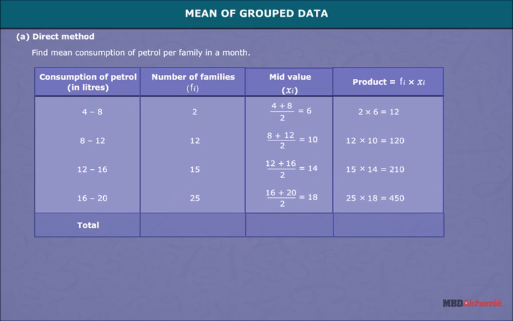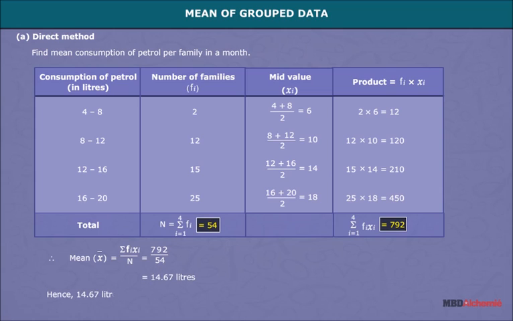Now, take the algebraic sum of these products, which is denoted by sigma fi xi and equal to 792 here. Take the sum of all fi's, which is denoted by n or sigma fi and equal to 54 here. Now, mean can be calculated by dividing sigma fi xi by n, which is 14.67 liters here. Hence, 14.67 liters of petrol is consumed by a family in the given locality in a month.